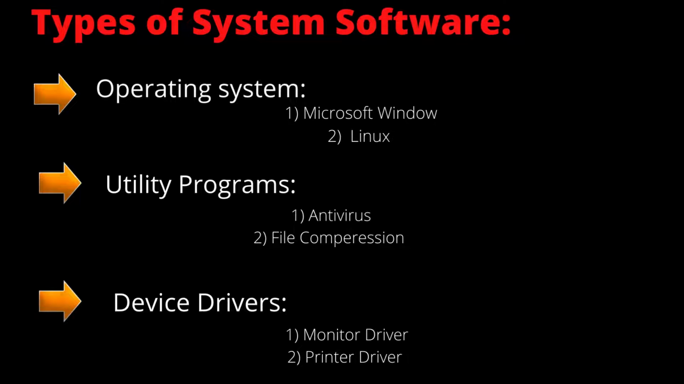Types of system software. There are several types of system software. First is operating system, second is utility, and third is device drivers.